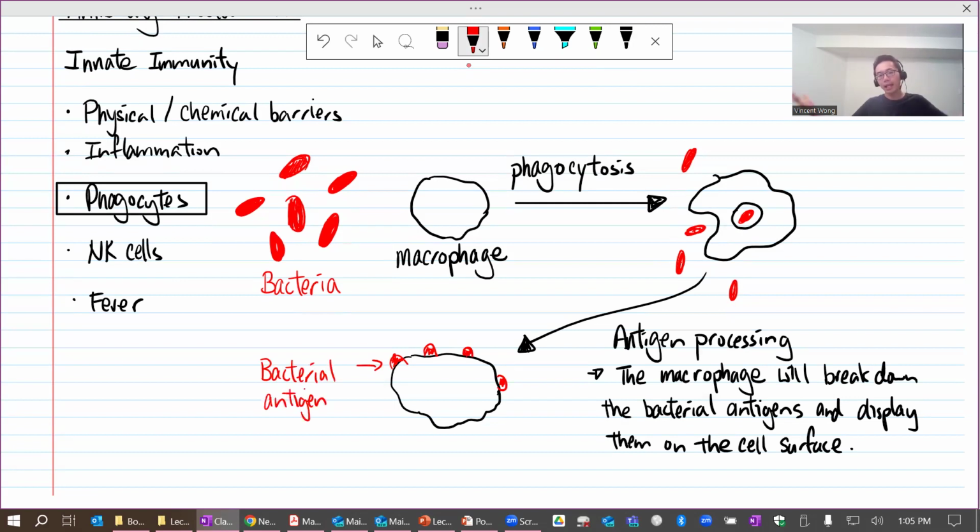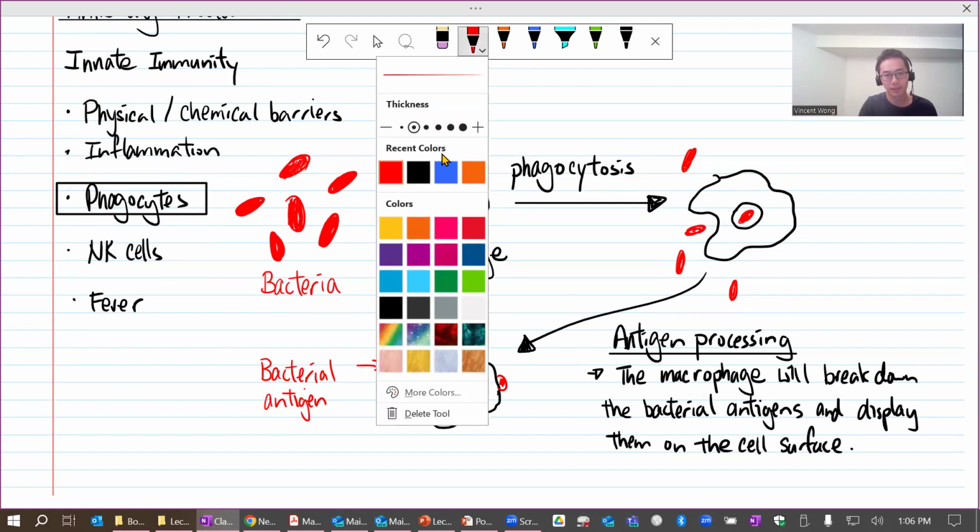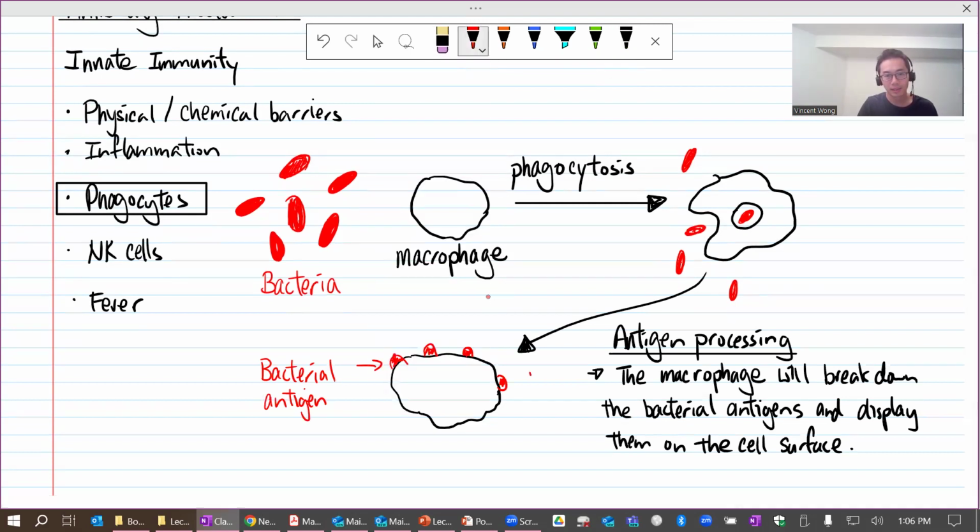It's like, hey, look, I just ate this red bacteria and it's infecting our body. Hey, look, look, look, that's what they look like. Why don't you go find them and eat them too? Make sense? That's called antigen processing. This is for real. It does happen.